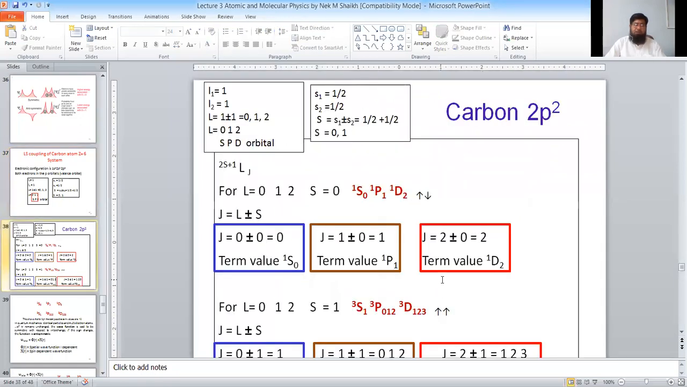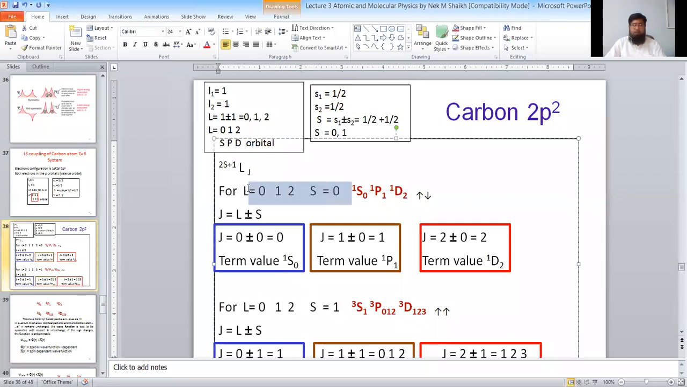So now here, the term values for carbon 2p2, as L is this, S is this. Here total L is equal to 0, 1, 2, and total spin is 0. The first combination is this. Because there are two possible values of the spin, 0 or 1, in the first combination we are taking 0.